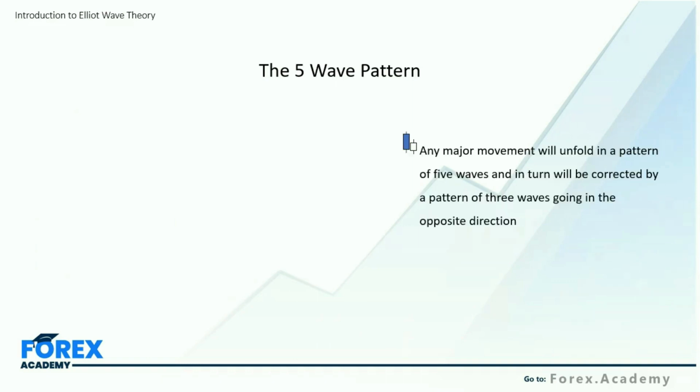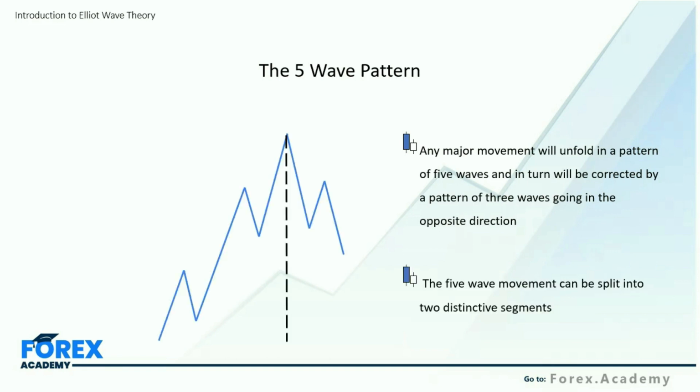Now, what this suggests is any major movement will unfold in a pattern of 5 waves, and in turn will be corrected by a pattern of 3 waves going in the opposite direction. So just imagine this diagram here in the middle of your screen represents price action and the movement of price, and we can identify that this market creates a high at price point number 1.